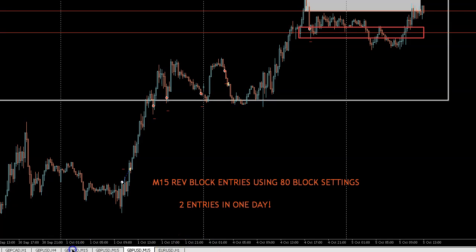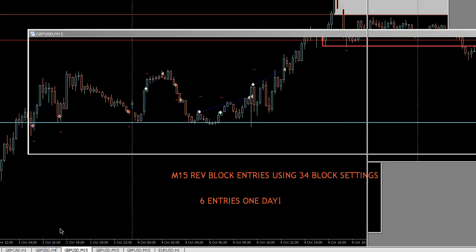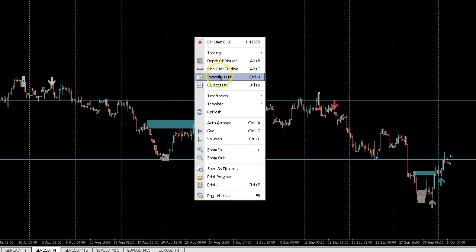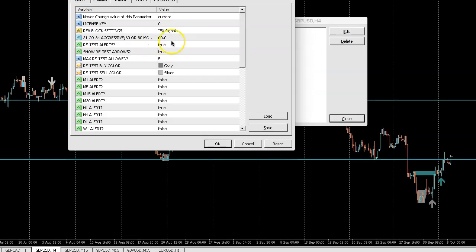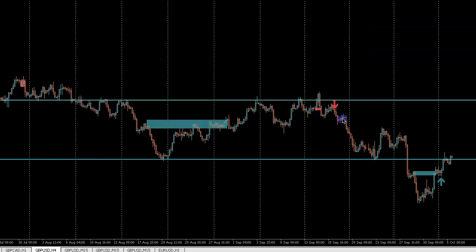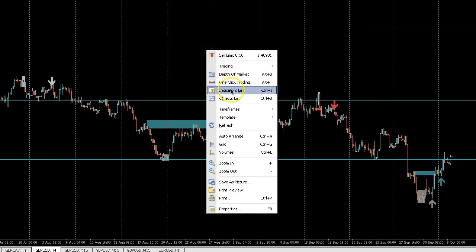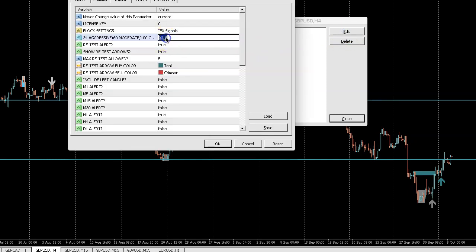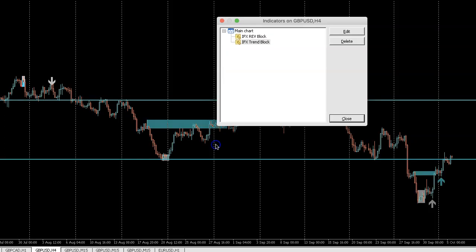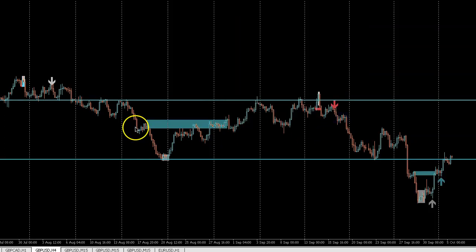So the way you filter them is, one way is you're going to right click, go to your indicators, and go to reversal block, and then right in here it says 21 or 34, aggressive, 60 or 80. You can increase it in here and go to 80, and then that should change. Also if you change the trend block to 80, you can do that as well. Okay, so if you want to get less entries, you can do that.